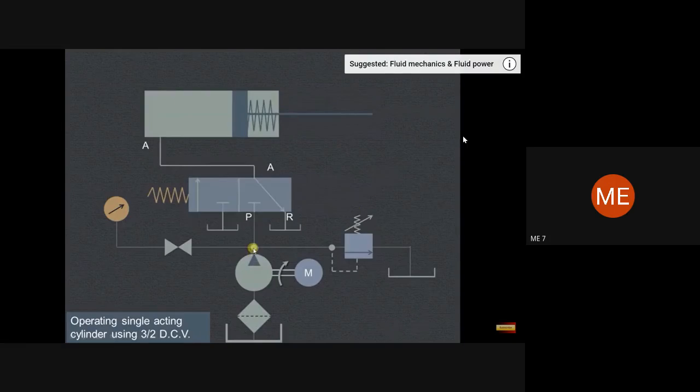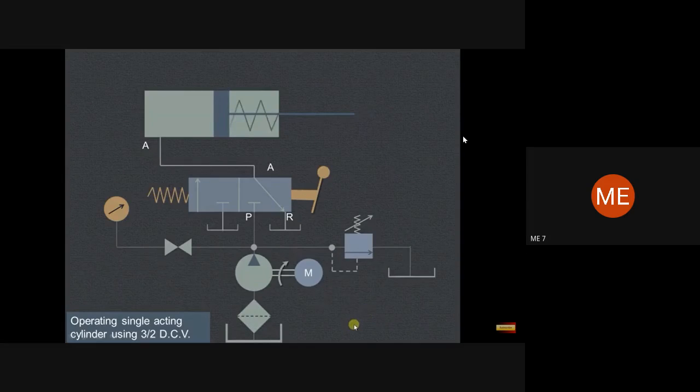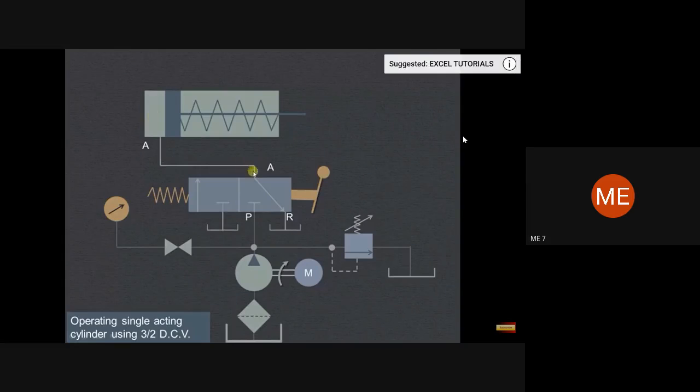So as you can see over here in this particular right envelope mode, the port P is blocked and port A is connected to the reservoir, that is R. So when we operate the lever in such a way that we get this right envelope mode, then due to the spring force, the piston and piston rod will retract and the fluid from the other side will be going through A to the reservoir R.